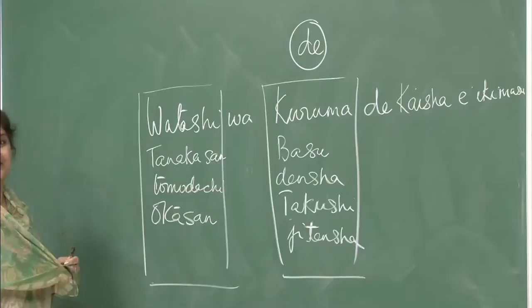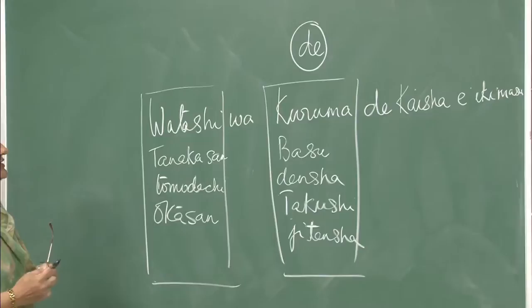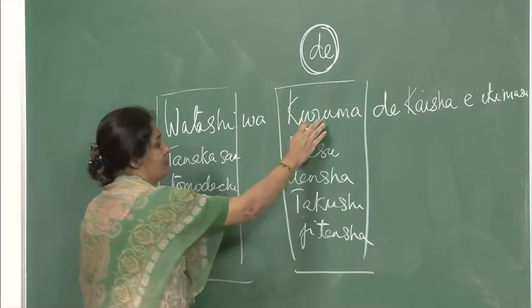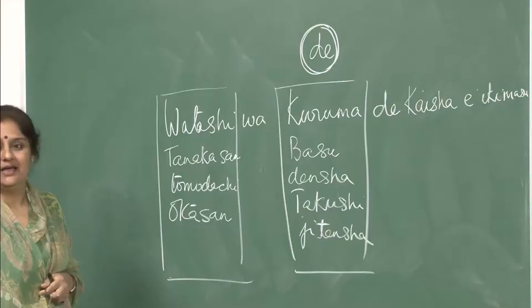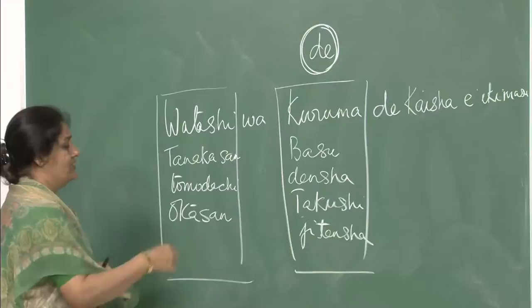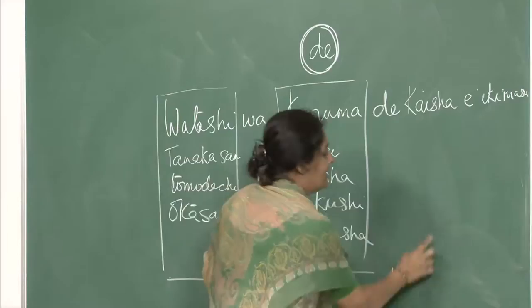You can ask your friends, you can tell how you are going to a certain place by just using this particle de. So with the help of kuruma, I go to my office. That's how it is done. Watashi wa kuruma de kaisha e ikimasu. Tanaka-san wa basu de kaisha e ikimasu. Tomodachi wa densha de gakko e ikimasu. Of course, this also could be replaced with any place that you want to go to.